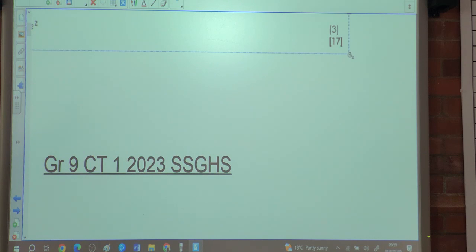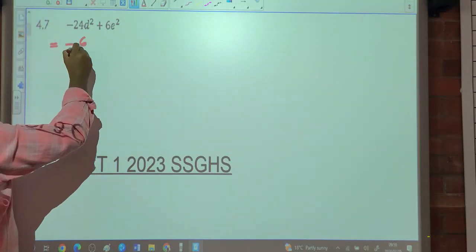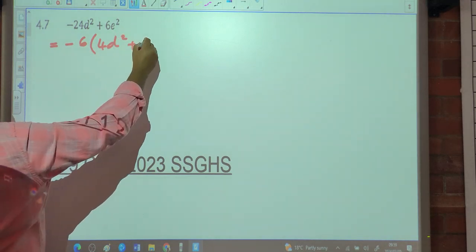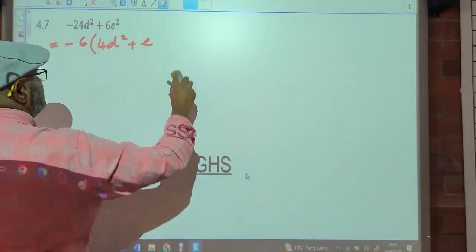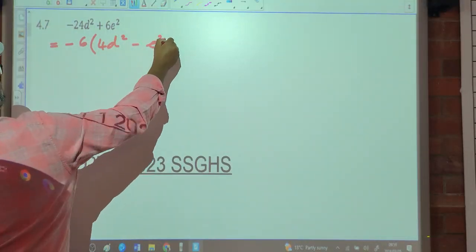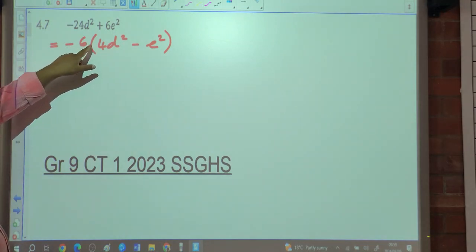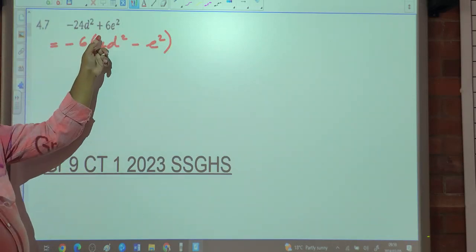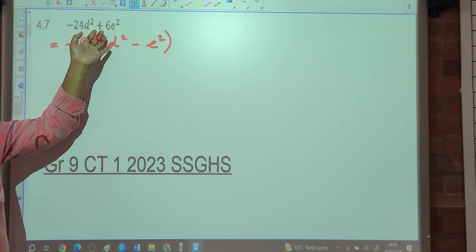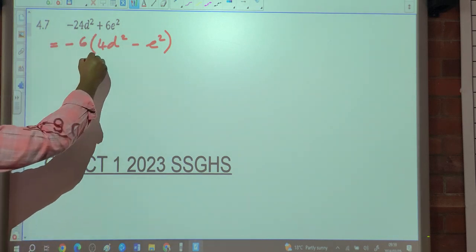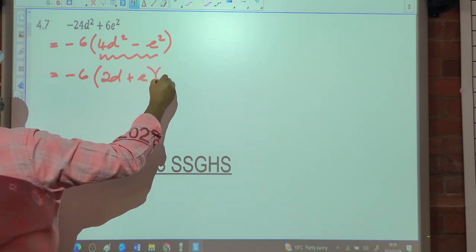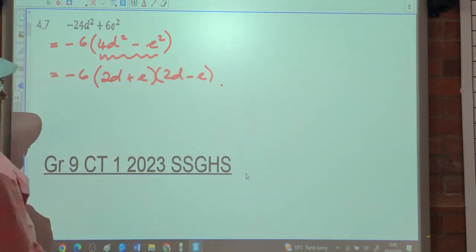Okay, as you can see here, again, we got the common factor of negative 6. So if I take out the negative 6 as a common factor, we are left with 4d squared minus e squared. Why? Because if you multiply this out, negative 6 times 4d squared is negative 24d squared. Negative 6 times negative e squared is going to be positive 6e squared. Any question now? Okay. So what do you notice here? It's again difference of 2 squares. So it's negative 6 into 2d plus e and 2d minus e.